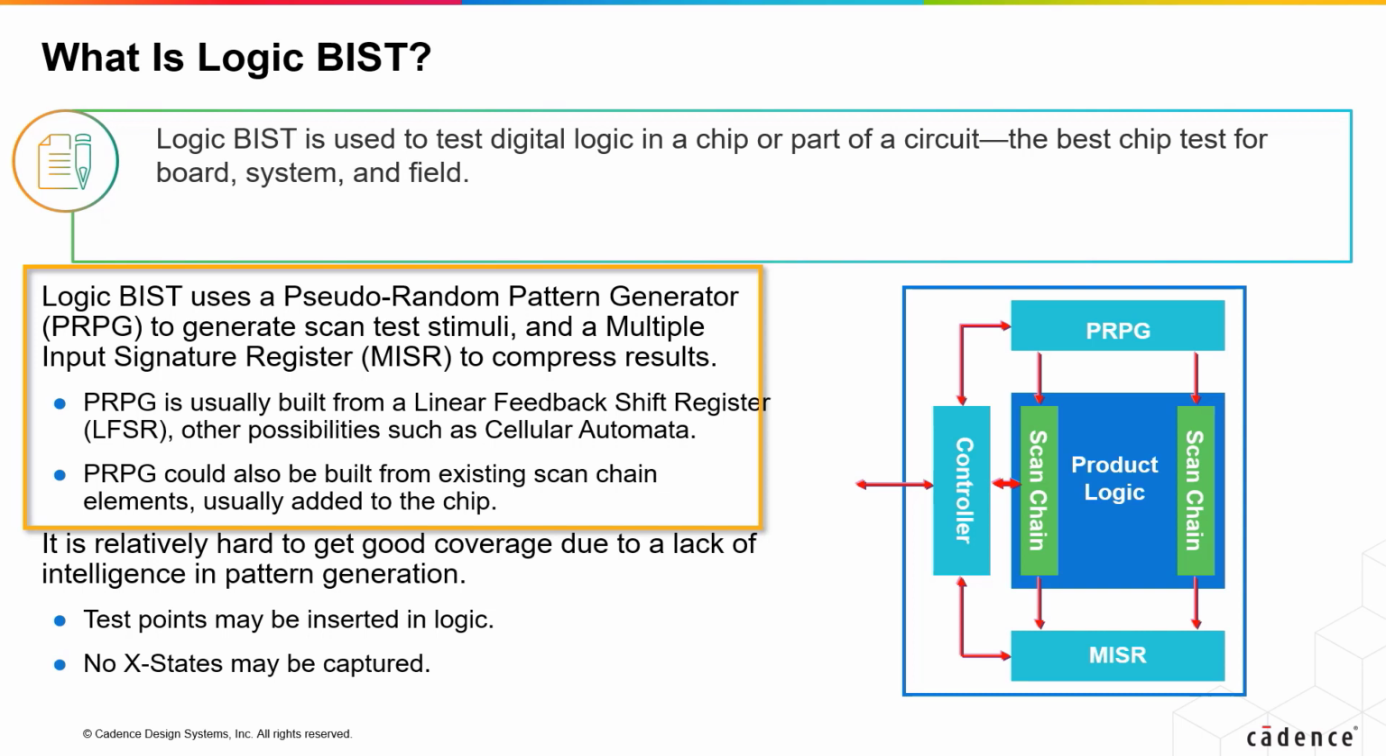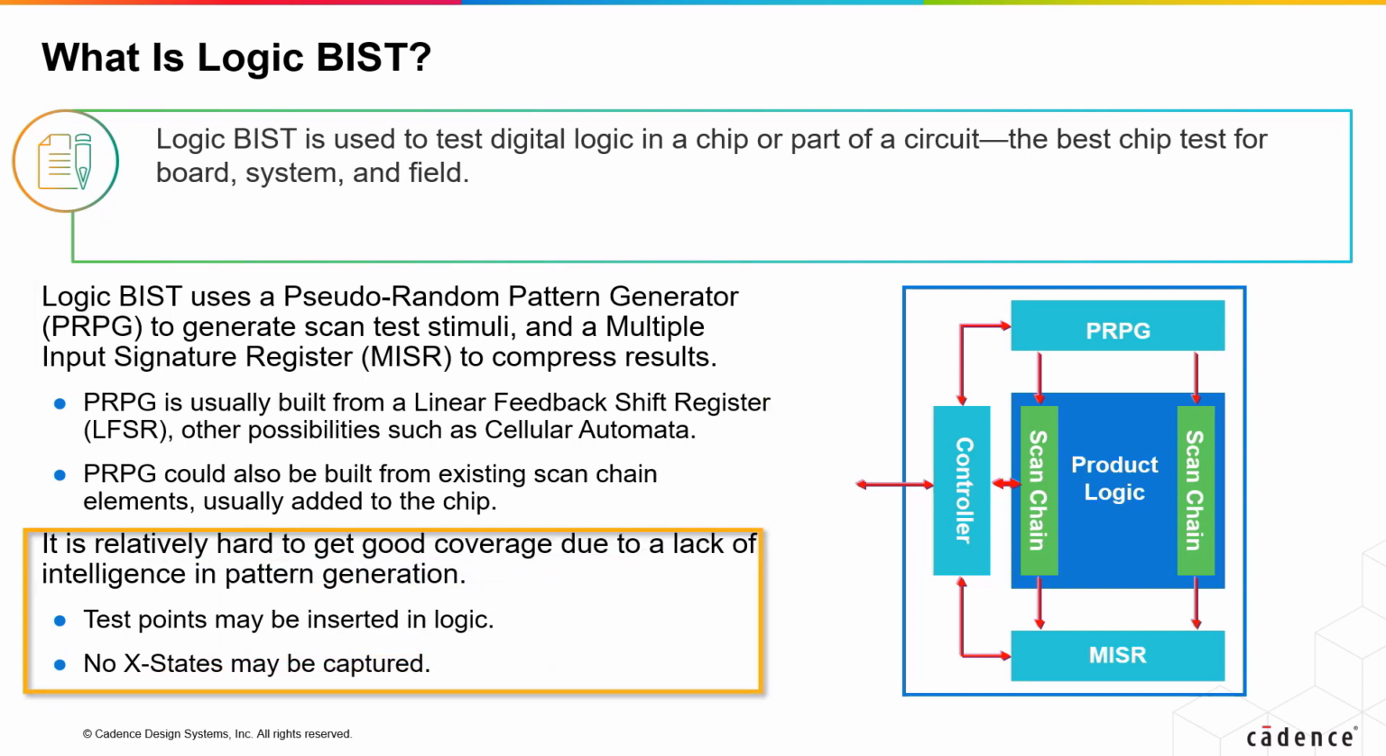The PRPG is usually built from a linear feedback shift register, LFSR, with other possibilities such as cellular automata. It is usually added to the chip, but could be built from existing scan chain elements. It is relatively hard to get good coverage, due to the lack of intelligence in pattern generation. Because of this, test points may be inserted in the logic, or no X states may be captured.